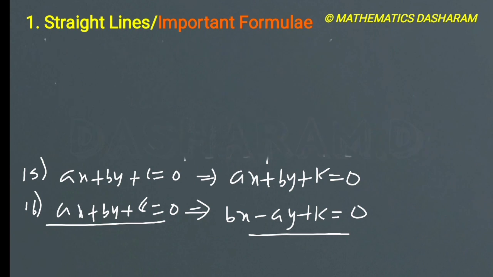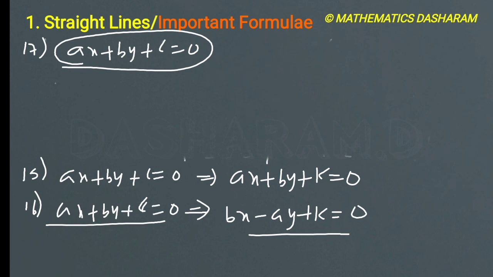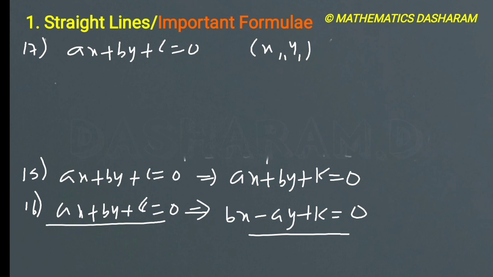So the next formula is the 17th one. Let's take one line ax plus by plus c equals 0, and a line which is parallel to this line and passing through one point x1 comma y1. In this case the equation of the line is a(x minus x1) plus b(y minus y1) equals 0.